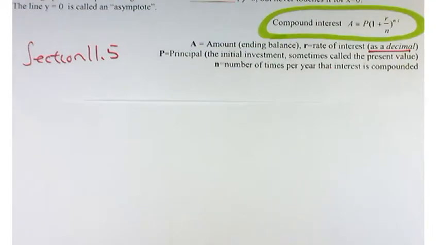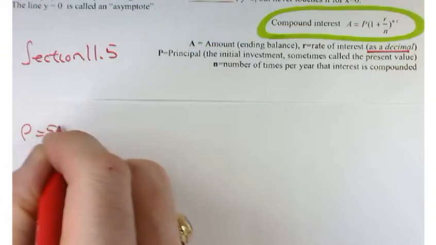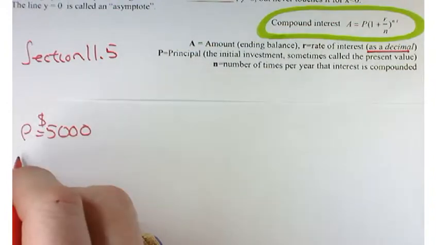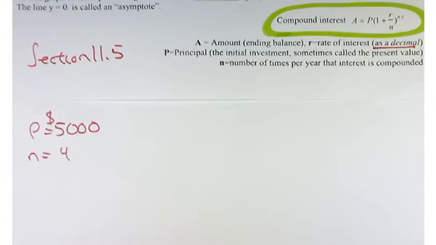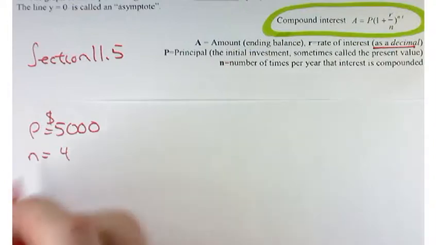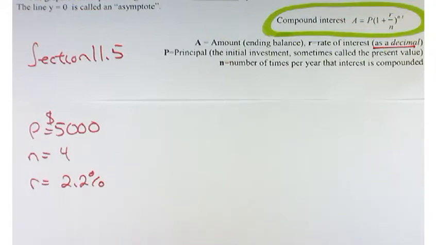So for our first example, we could invest, say, $5,000. So P equals $5,000. n is 4, meaning interest is going to be compounded 4 times a year. So 4 times a year, you're going to get interest. Our interest rate, currently interest rates are pretty low, so we'll call that 2.2%. T is going to be years. And we'll invest that, say, for 3 years.